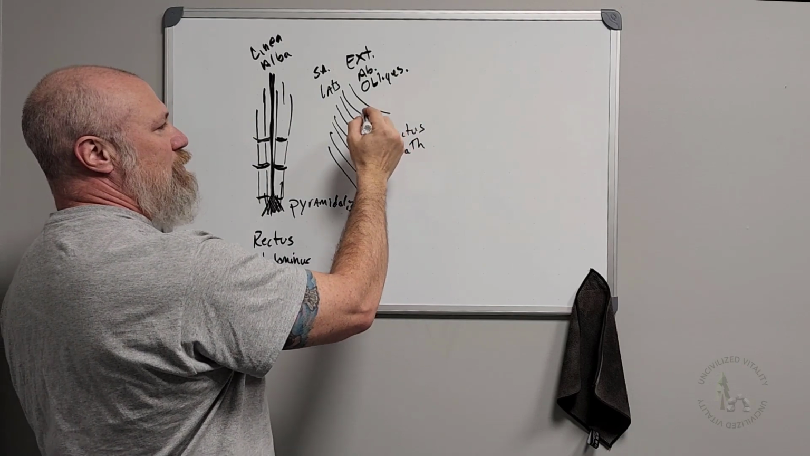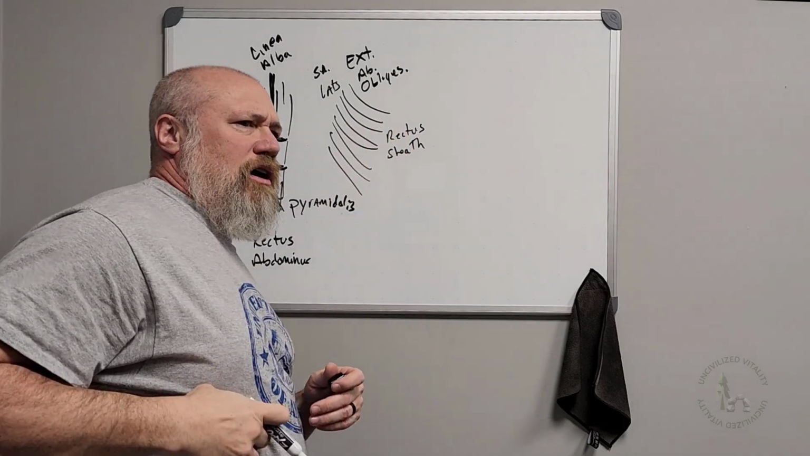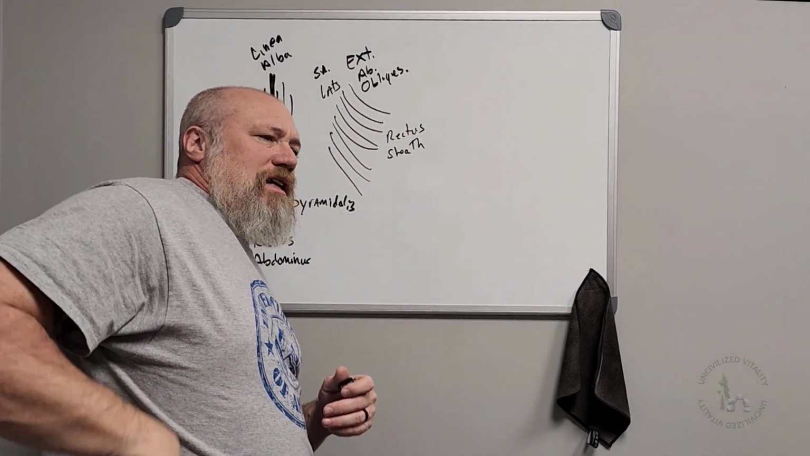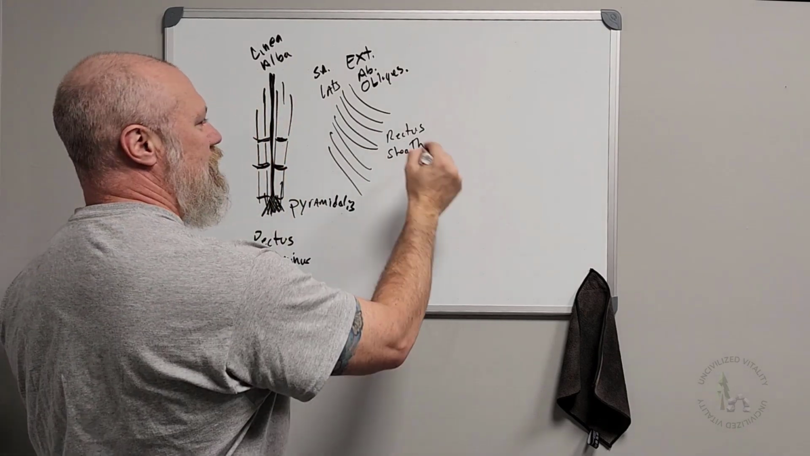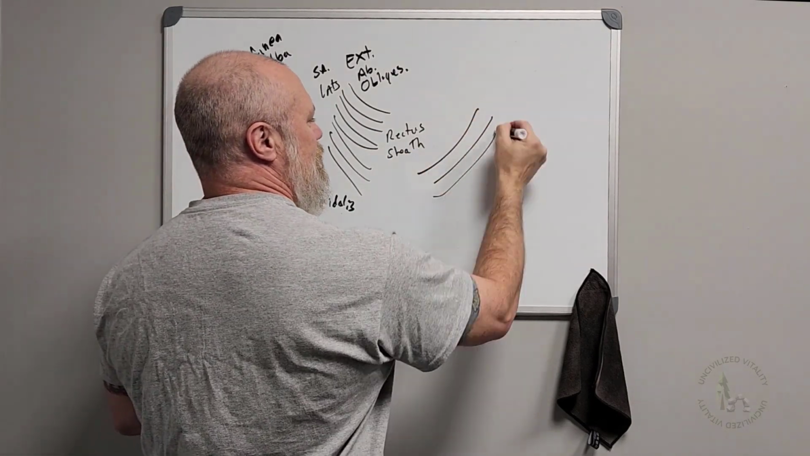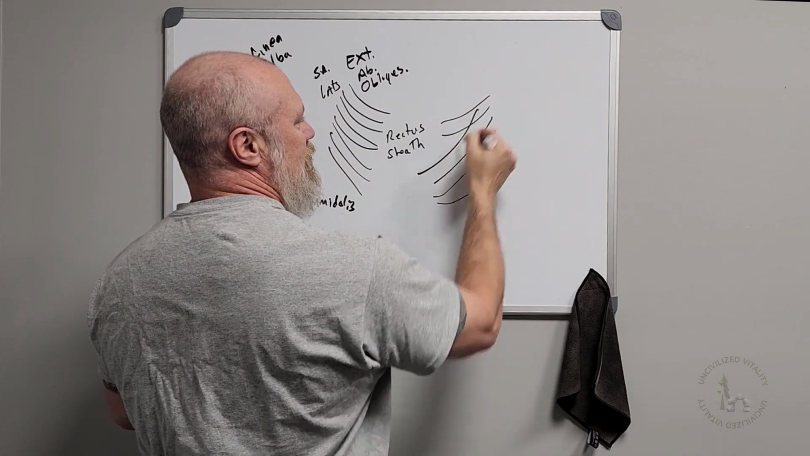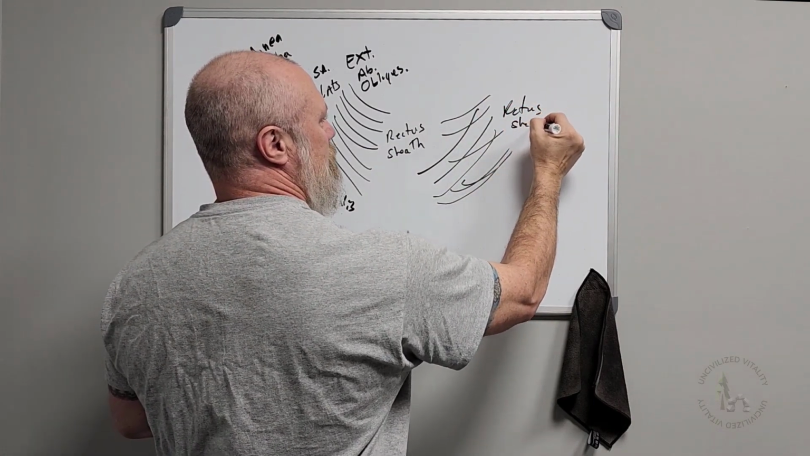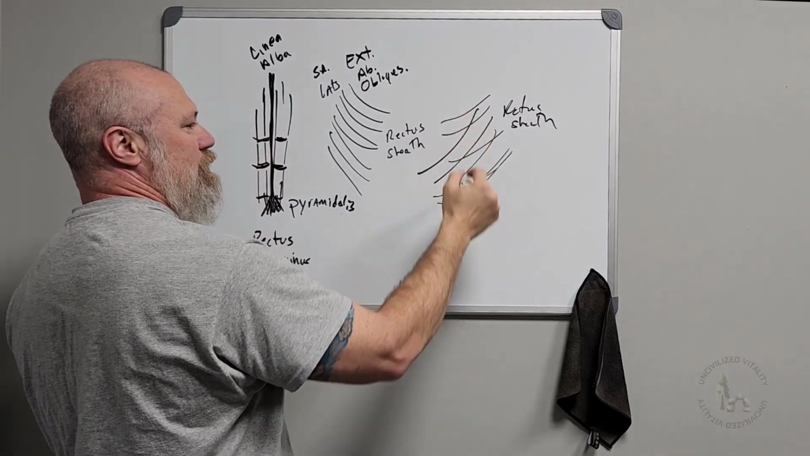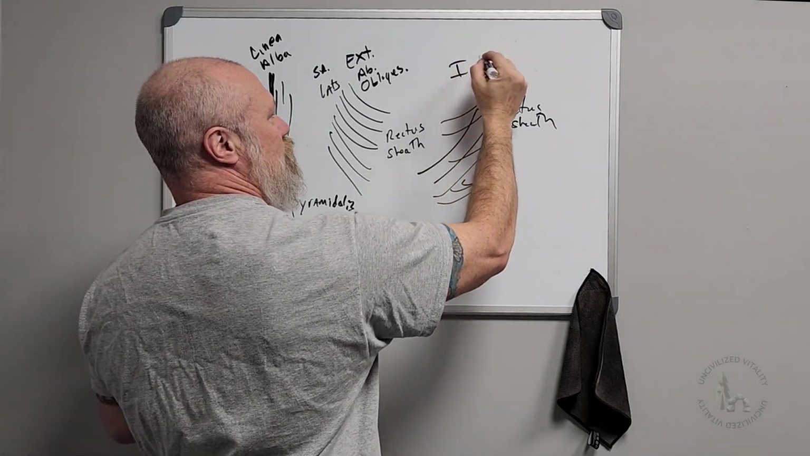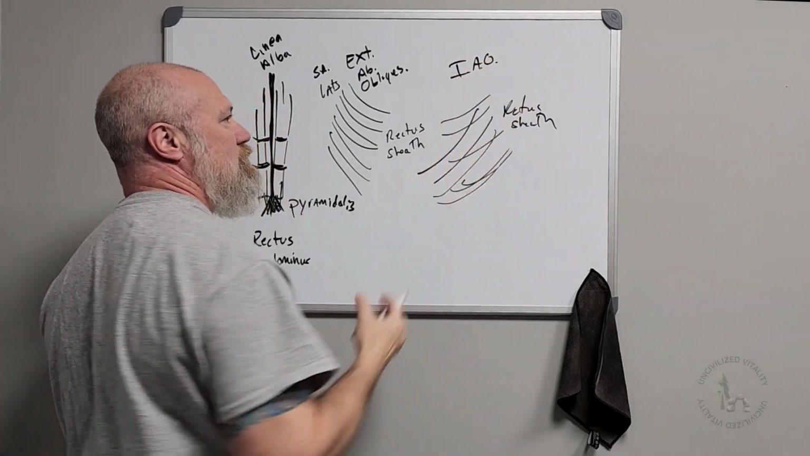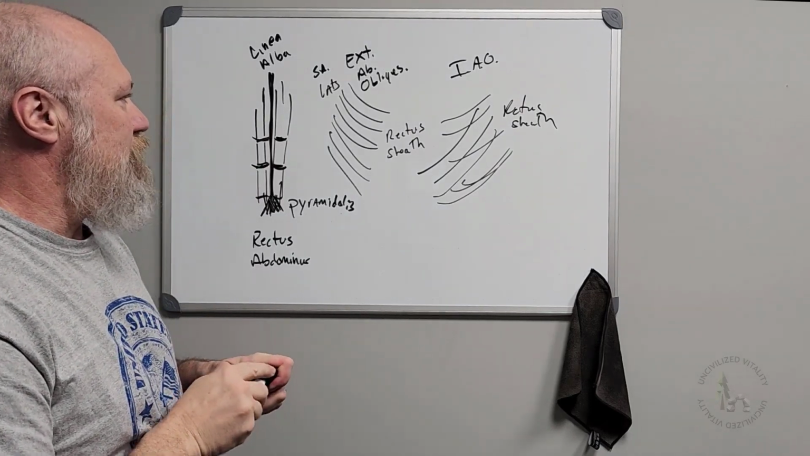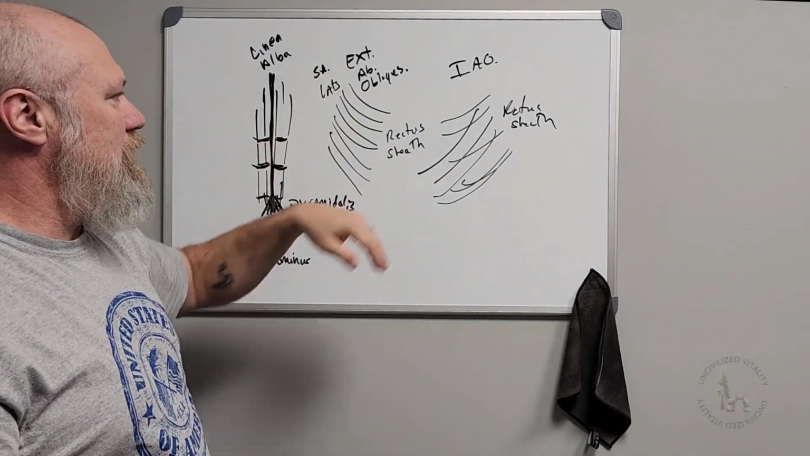You're going to have fibers that are going to run from the costal cartilage and the iliac crest, and they're going to run fibers in coming around like this and inserting on your rectus sheath. And then, like I said, where they originate. And this is going to be your internal abdominal obliques. The fibers are going to run perpendicular to each other.